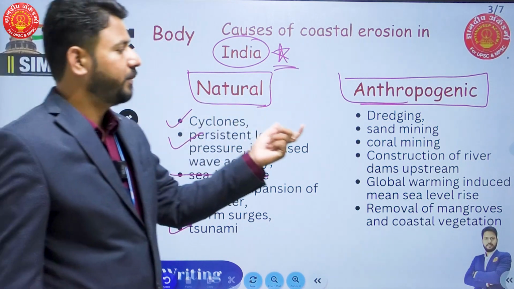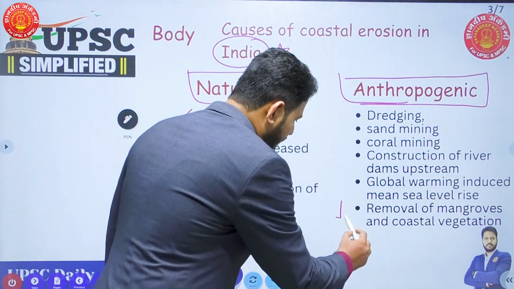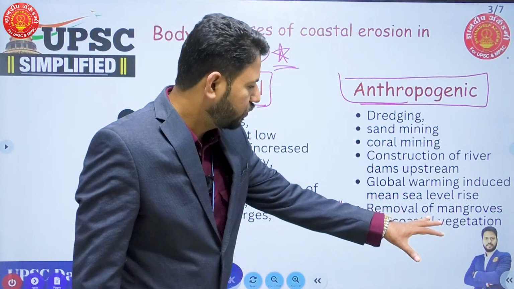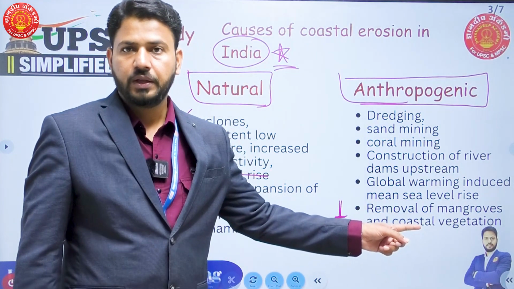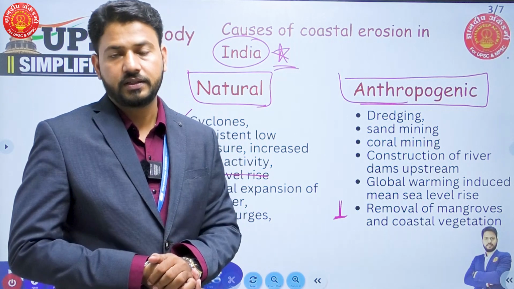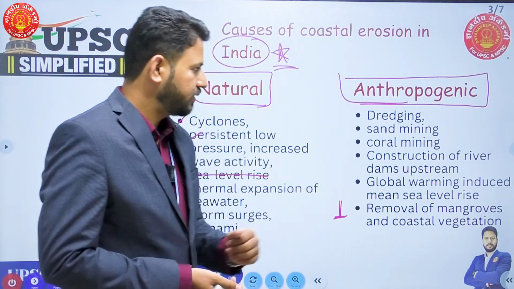In anthropogenic or man-made causes, you have so many, but though I've put it last, I think this should be the most important point: removal of mangroves and coastal vegetation. Mangroves are said to be the first line of defense against coastal erosion and also natural hazards. So I think this is the most important.